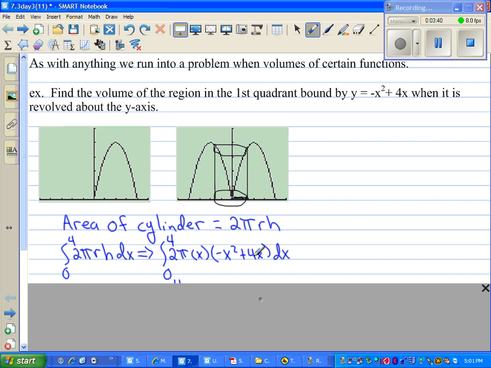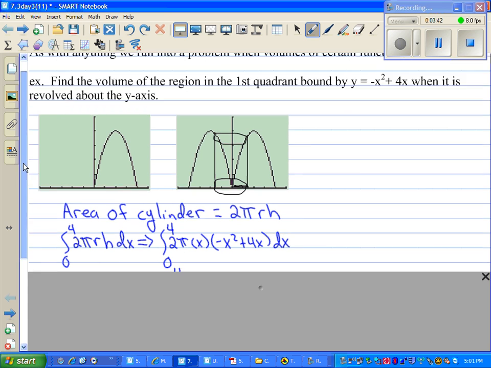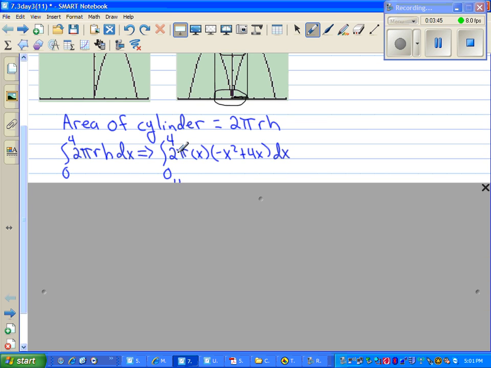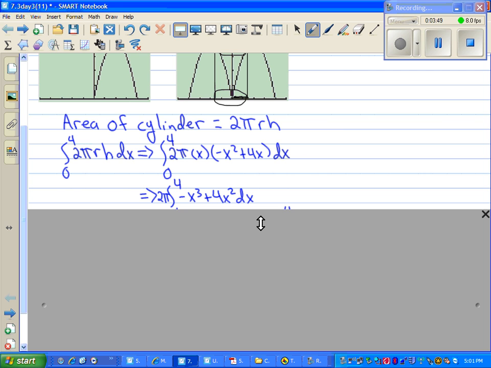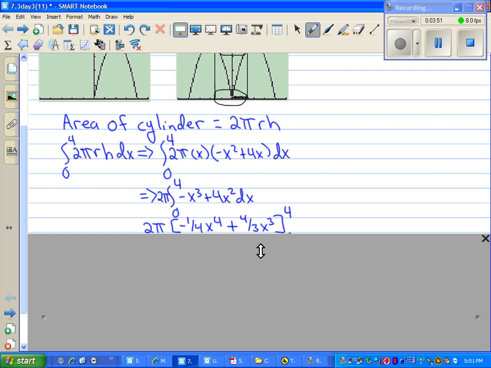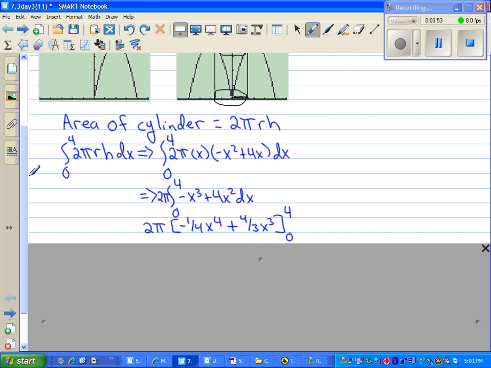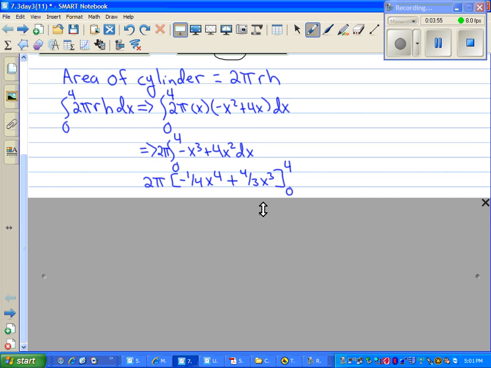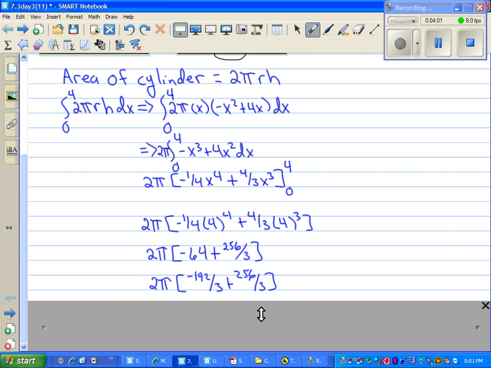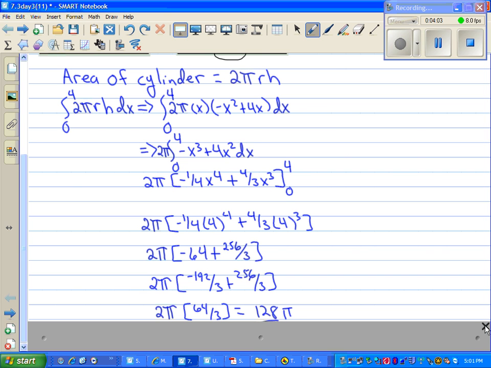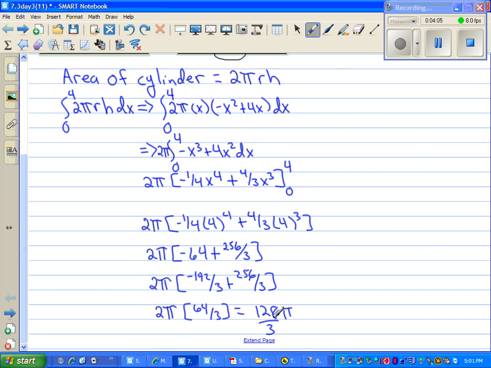Here's the setup, and from this point on, I'm sure we can do the integral. I pulled the 2 pi out and distributed the x through. You get negative x to the third plus 4x squared. Here's the antiderivative, and we plug in the 4. There's no need to plug in the 0, because both of these would be 0. After a little bit of simplifying, a little bit of common denominator, we get 128 over 3 pi. And that's the volume of the solid.